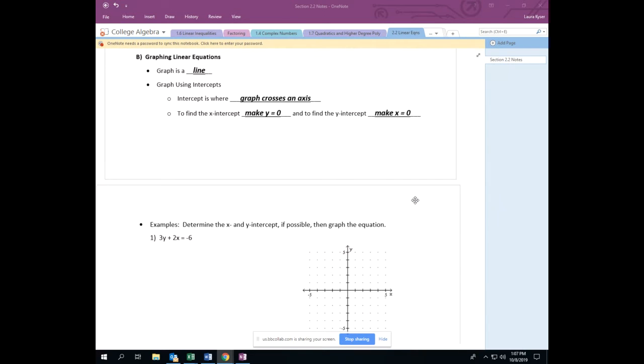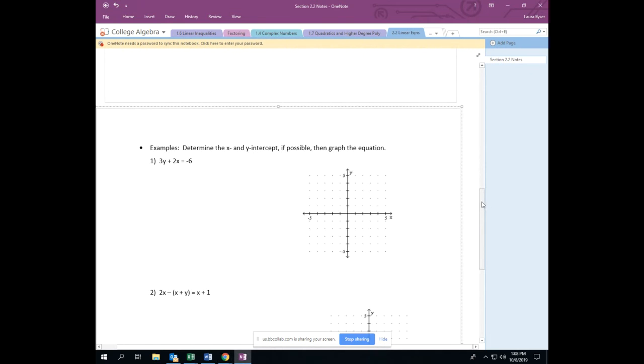So the x and y intercepts are the points where the graph crosses each axis. The x-intercept is where it touches the x-axis. The y-intercept is where it touches the y-axis. It's very easy to solve for the x and y intercepts, because all you're going to do is replace the opposite variable with 0 and solve for the remaining variable. So when we're finding the x-intercept, we make y 0, and when we're finding the y-intercept, we make x 0. So we have an example here that we're going to take a look at together.